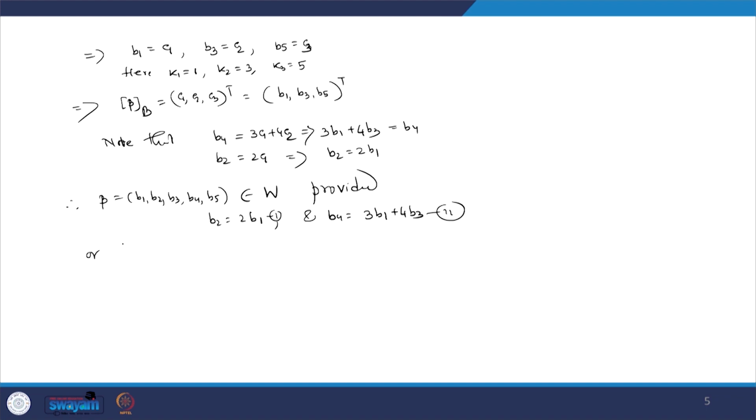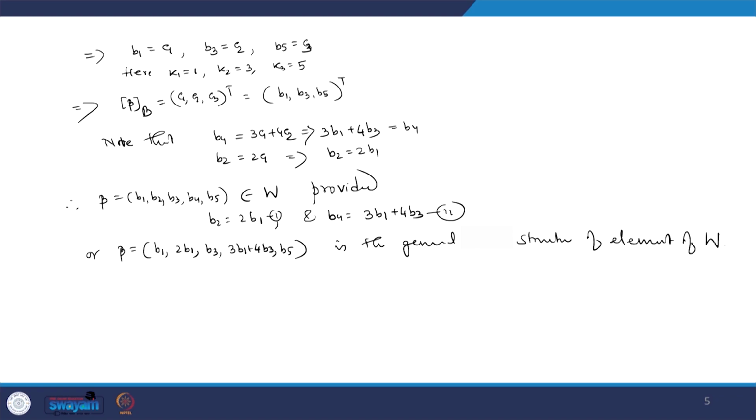Or I can say that beta will be of the form (B1, 2 B1, B3, 3 B1 plus 4 B3, B5), which is the general structure of an element of W, that is, the row space of R.